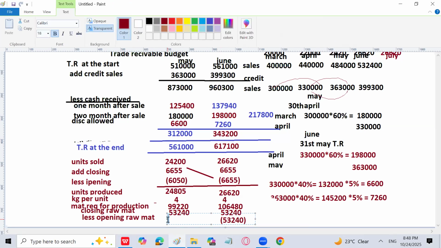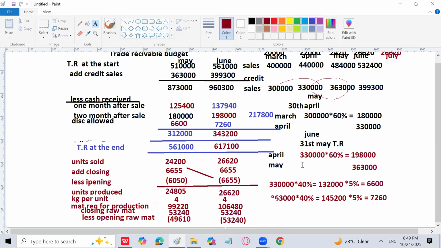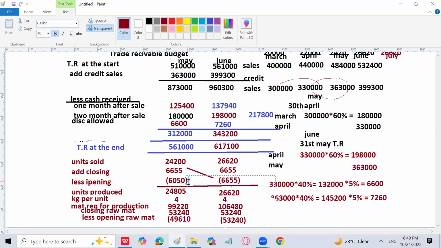And less opening raw material 6050 into 4. That is going to be, let's subtract, 49610, and we'll get the raw material purchases in kgs, and then you will multiply it by 1.5 to get the answer. Because we don't have previous kgs available or production requirement available, that's why we are multiplying the units into 4 to get the amount. Because units are available and kgs are also available, you can do that easily. Okay, any problem till here? Now you can solve the remaining.